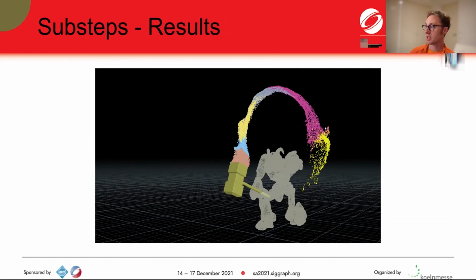And that gives us this. Each color is a separate frame here, and each color is a substep here. And so you can see that they blend pretty nicely together here, and then this is the final result.